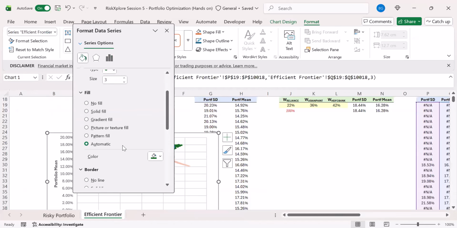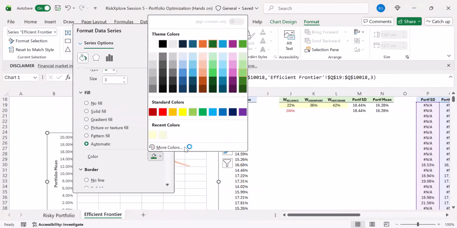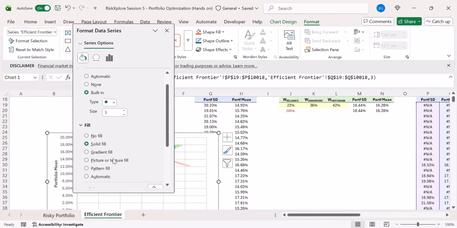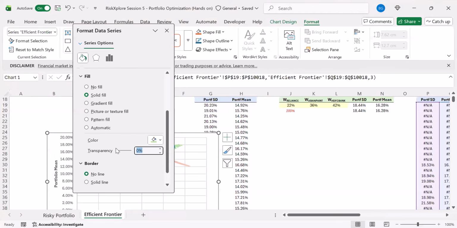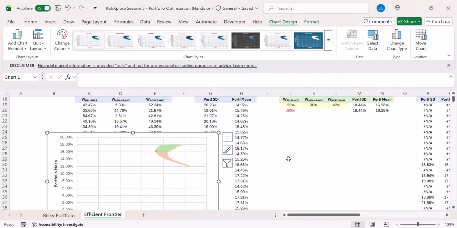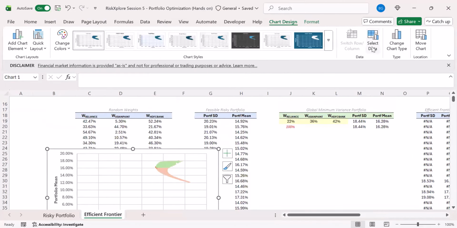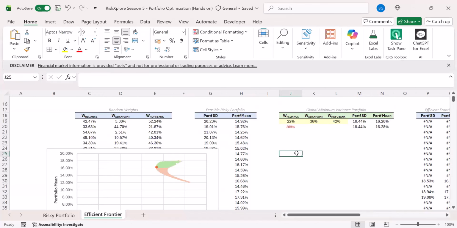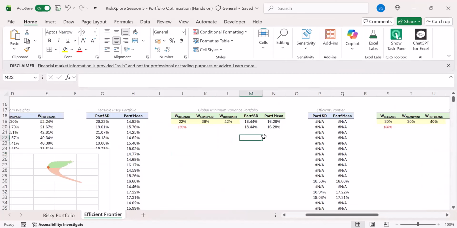We can go to markers and reduce the size of this. Let's use a different color, this color here. We don't want any border lines, and let's make this 50% transparent. Okay, now we have this. Also, we are not able to see the global minimum variance point, so what we can do is go to Select Data and move this up. So we have this here. This is how we can plot the efficient frontier and all the possible portfolios that we have in the data.